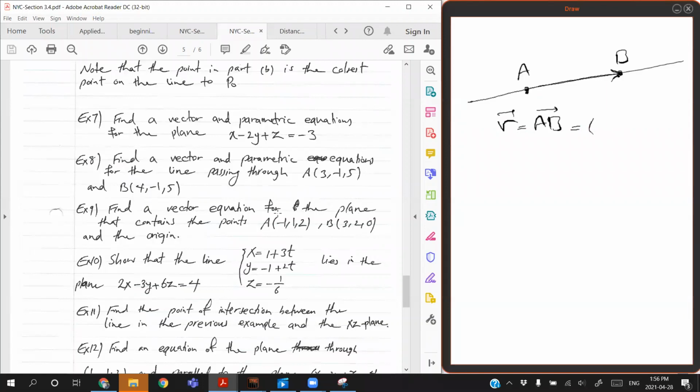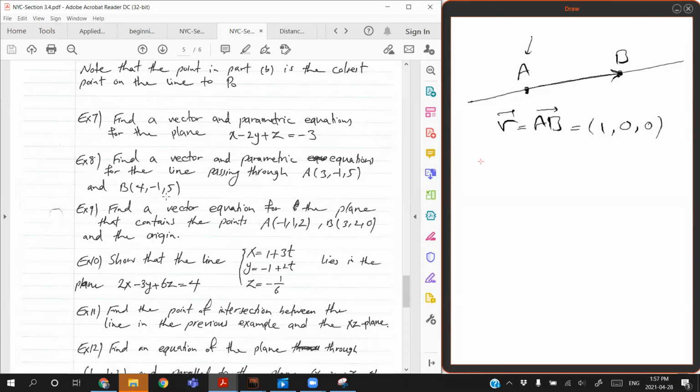Terminal minus initial. So 4 minus 3, 1. Negative 1 minus negative 1, 0. And 5 minus 5, 0. Good. And for the point, I can use point A, or point B, doesn't matter. I just need a point and a vector.